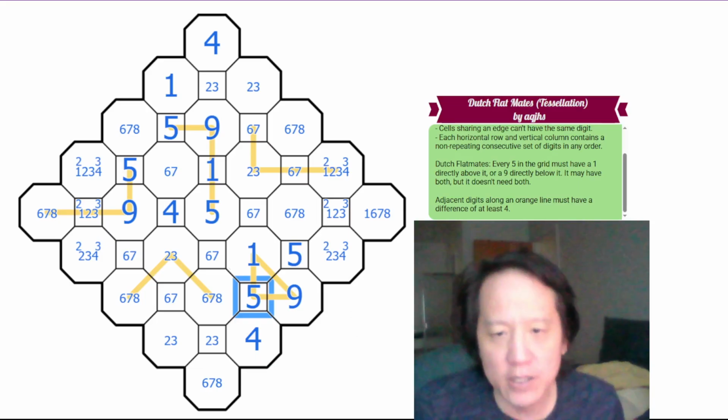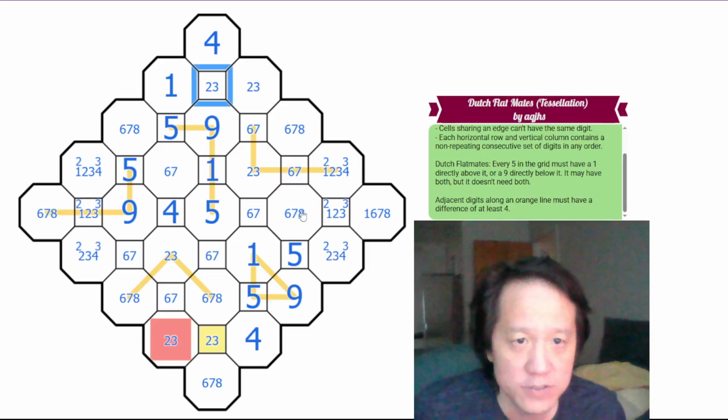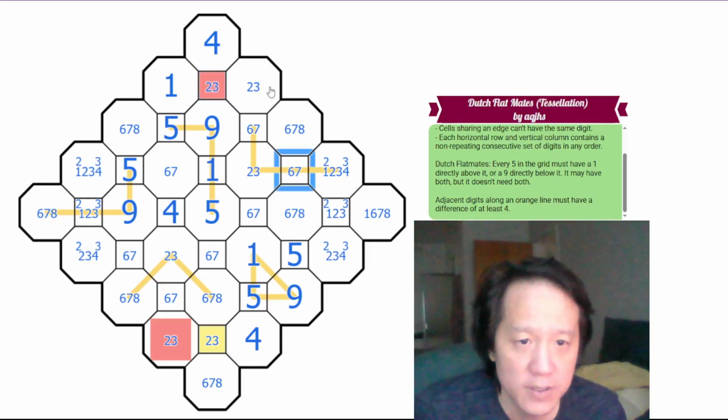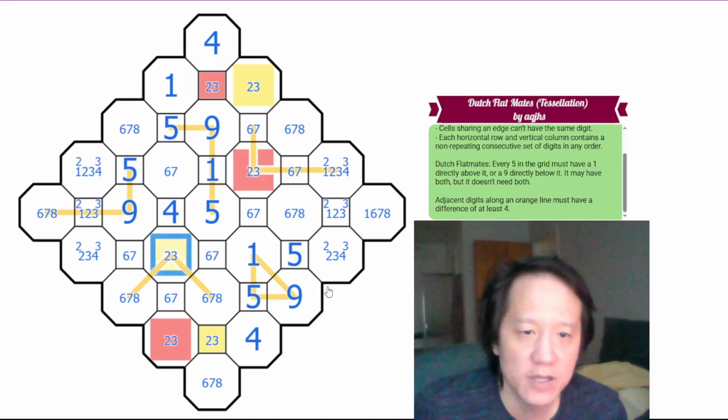Let's start coloring then. We're gonna make this red and yellow. That forces this to be the red 2, 3, which forces this to be the yellow 2, 3, which forces this to be the red 2, 3. This must be the yellow 2, 3.